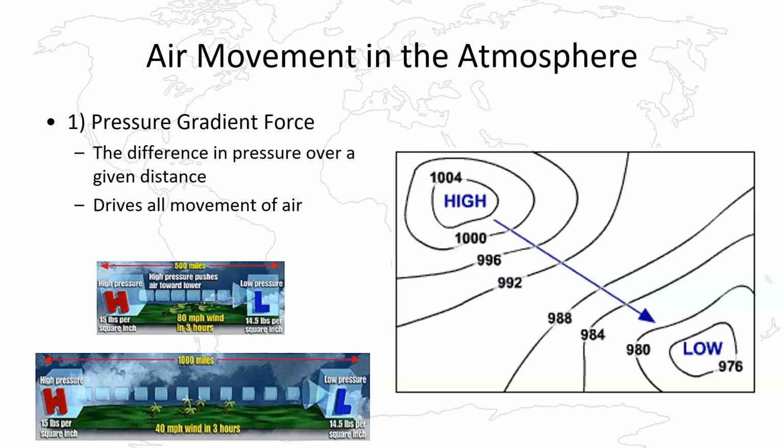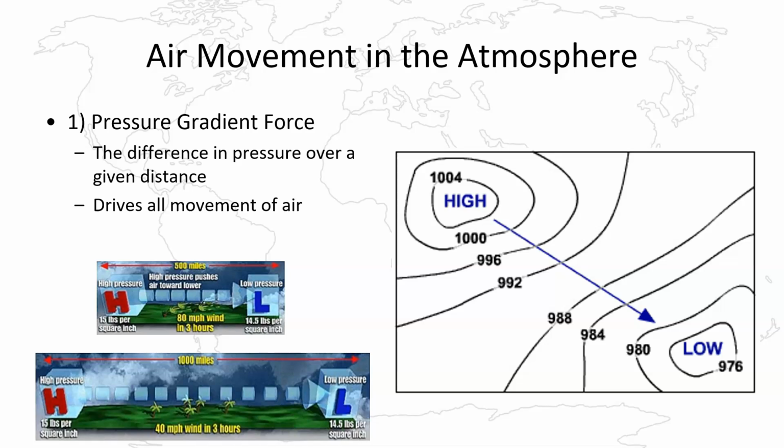Now that you understand pressure, we're finally ready to talk about pressure gradient force. This is arguably the most important force when it comes to wind, and it is simply the difference in pressure over a given distance. The reason I say it's the most important force is because it drives all movement of air. This force is what actually initiates and causes the wind. Without this force, there would be no wind.